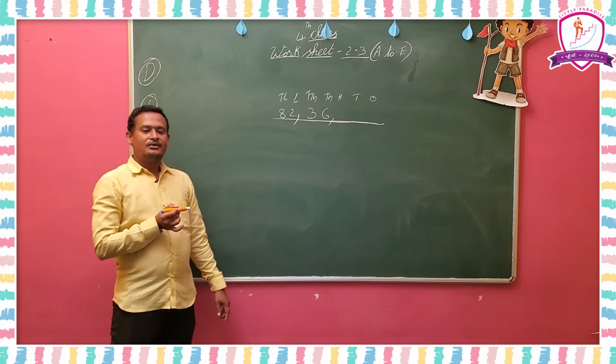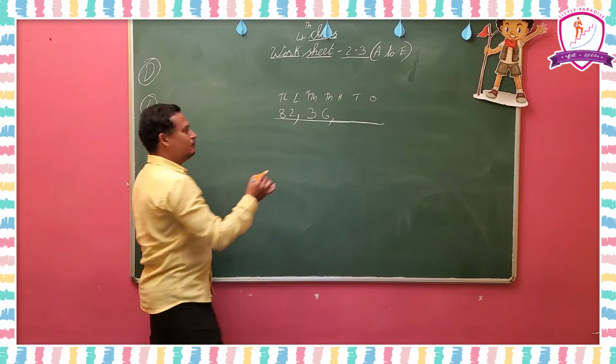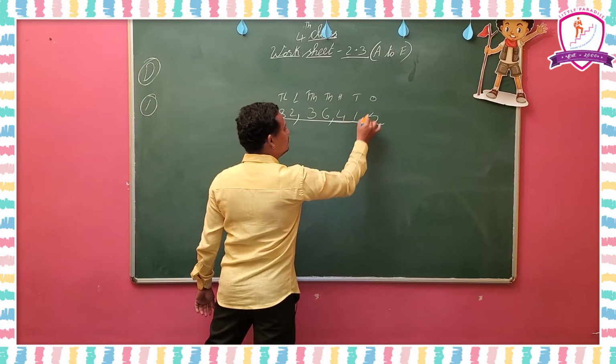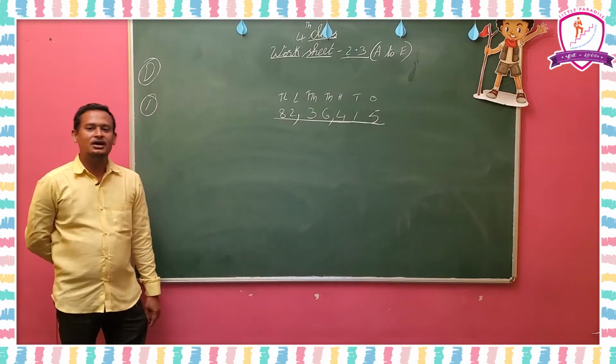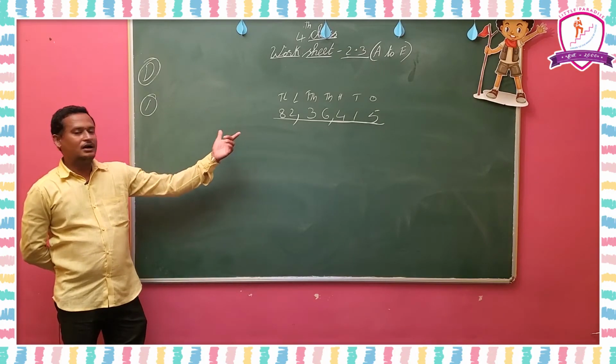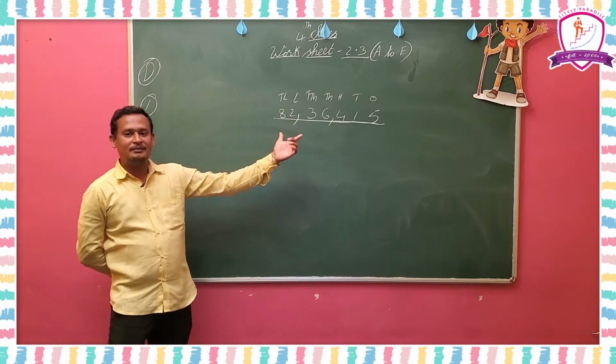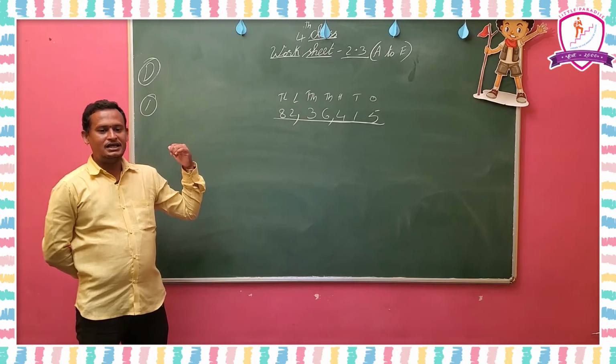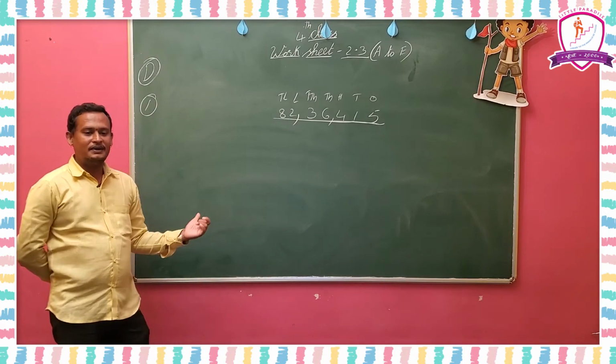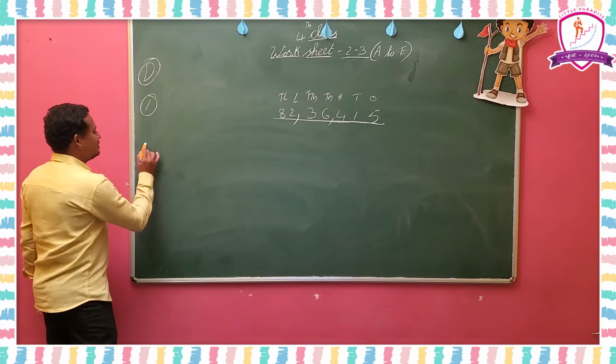Next, 415. So 4 in the hundreds place and 15. 15 means 1 in the tens place, 5 in the ones place you have to write. Like that you have to complete the number for the number name. Understood? Like that only you can complete the remaining. I am going to explain the second one also here.